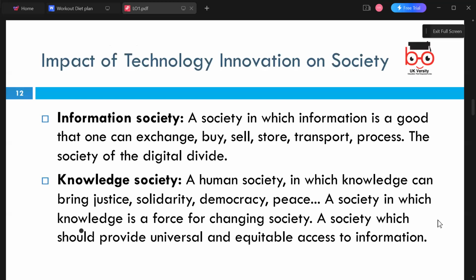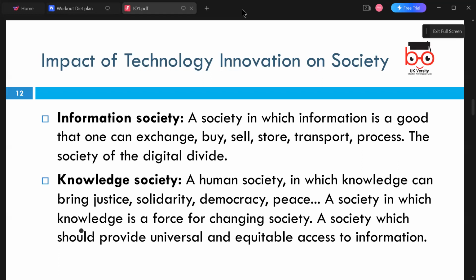What is the information society? By information society, we're simply looking at information as a good in its own right that can be exchanged. So when we interact with other people, we share useful information which can allow them to buy, sell, store, or do whatever they want to do with their own goods.